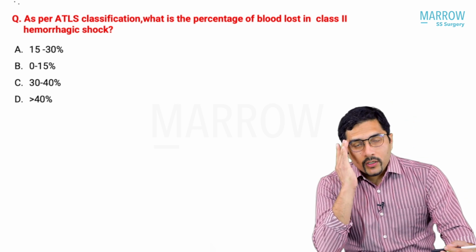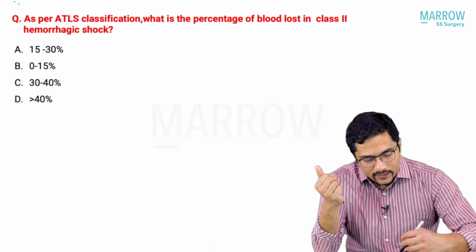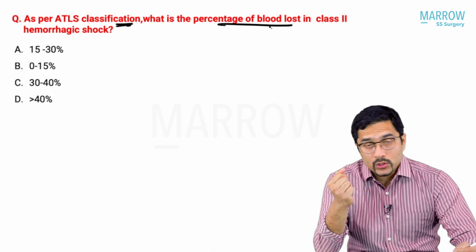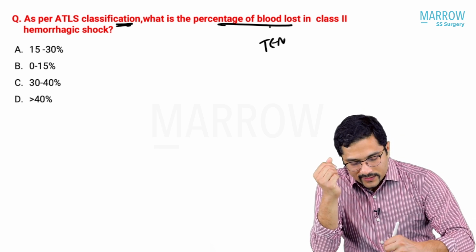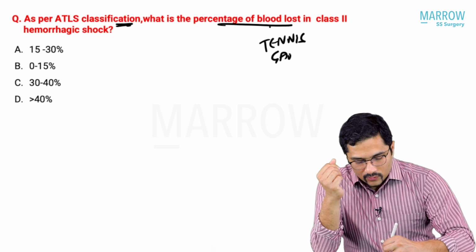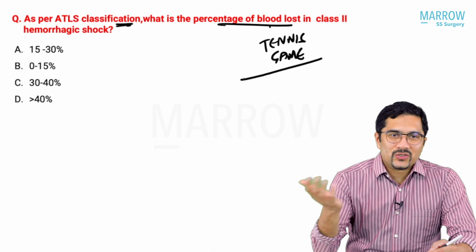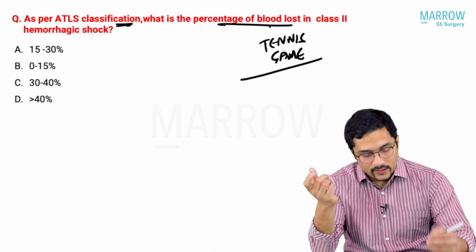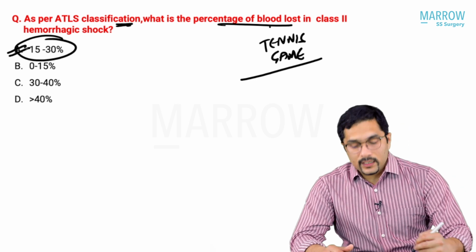Again, hypovolemic or hemorrhagic shock is also a standard question in every exam. As per ATLS classification, what percentage is lost in class 2 shock? I have told you, just remember the scoring of a tennis game, right? So, 0 to 15 is class 1, 15 to 30 is class 2, 30 to 40 is class 3 and more than 40 is class 4. So, here 15 to 30% is class 2 shock.